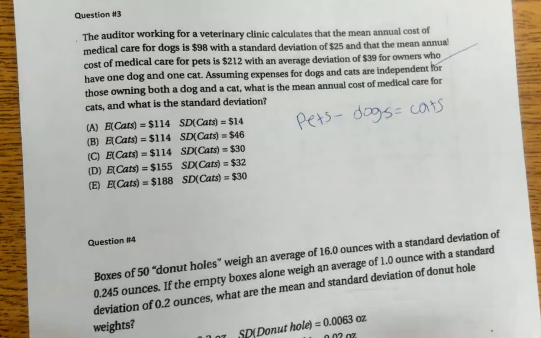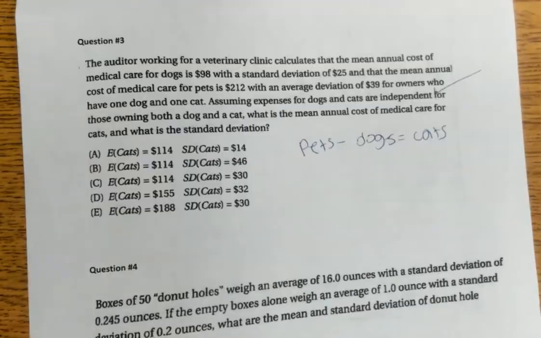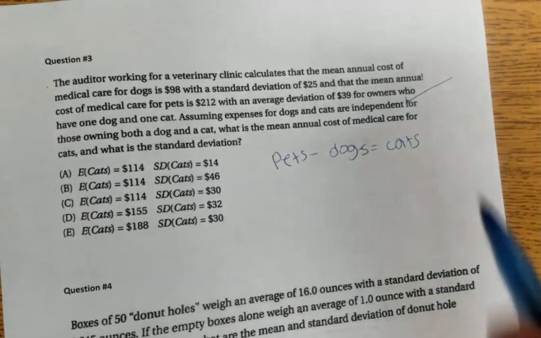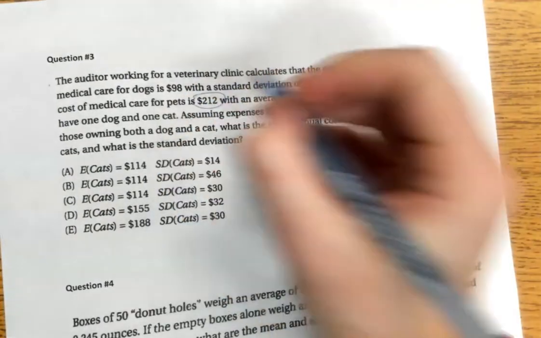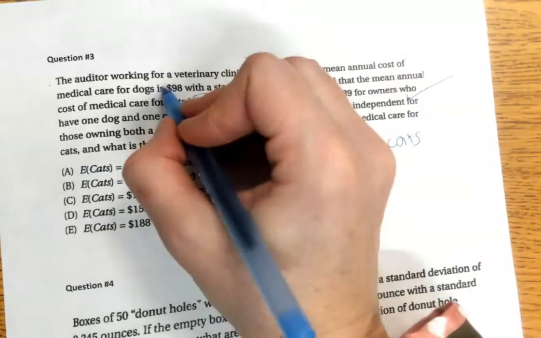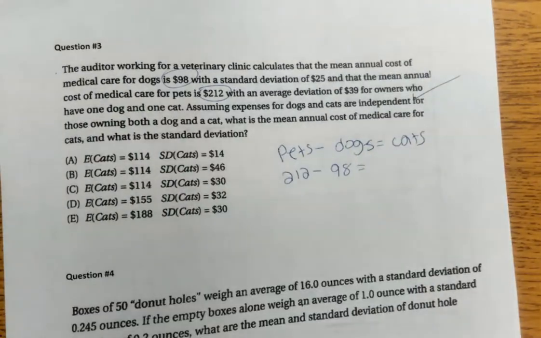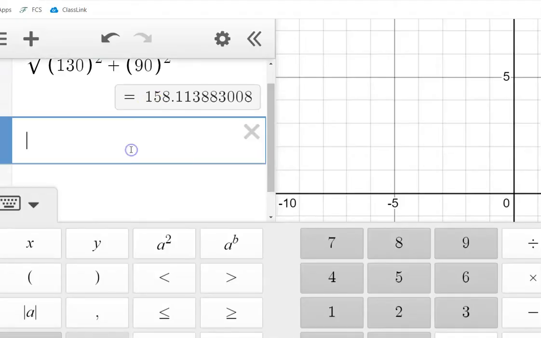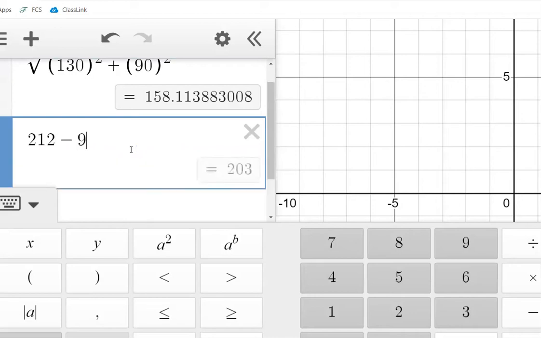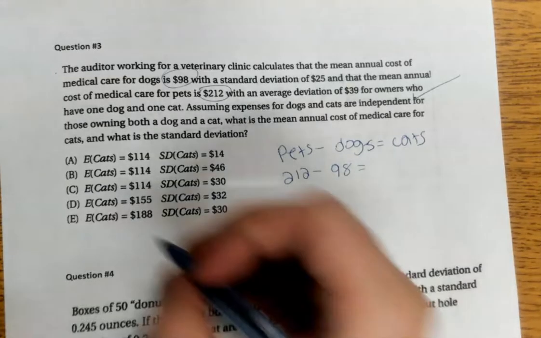All right, so if I'm subtracting with the means, I just subtract the means. So it looks like the mean for pets is 212, and the mean for dogs is 98. So if I do 212 minus 98, I'm going to get 114. All right, so we're going to eliminate D and E.